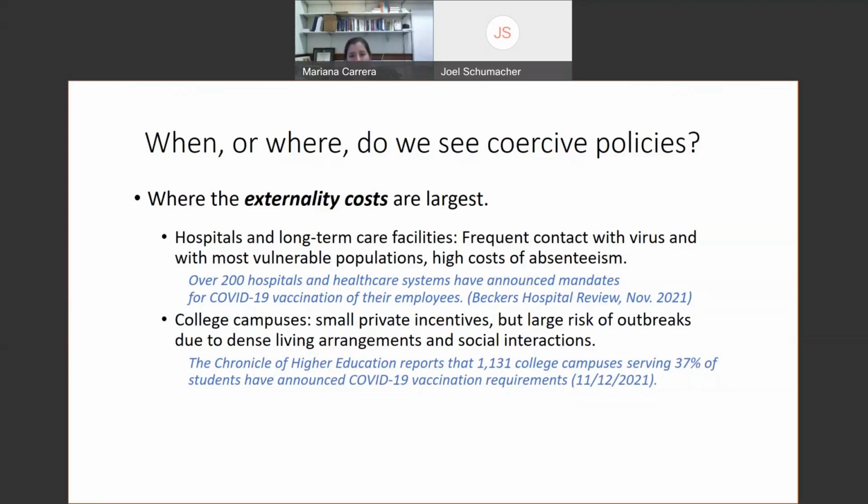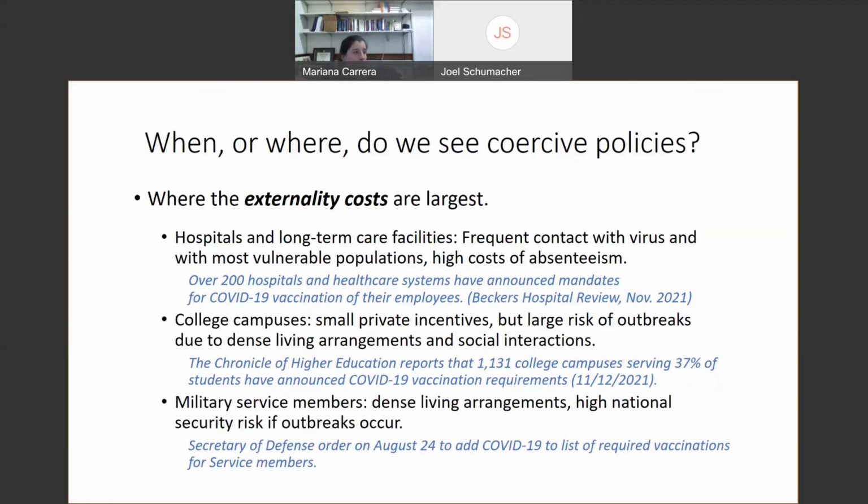So over 1,000 college campuses that serve close to 40% of students have COVID vaccination requirements in place. And I believe they all have some sort of procedure you can go through to request either a medical or religious exemption. And then a third setting that falls into this category where externality costs are particularly large is military service. You've also got the dense living arrangements there, and we rely on the military to maintain national security. So it is a high risk to have outbreaks in that population. So that is one place where we've seen COVID-19 added to an extensive list of required vaccinations that service members have always had to get.